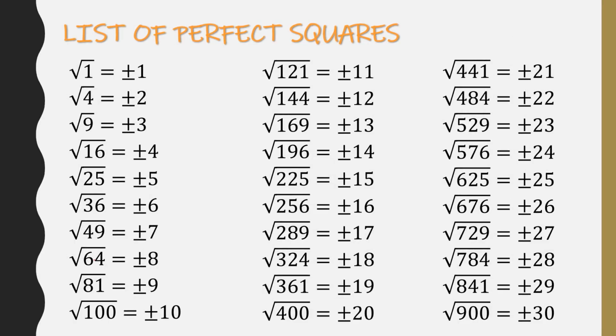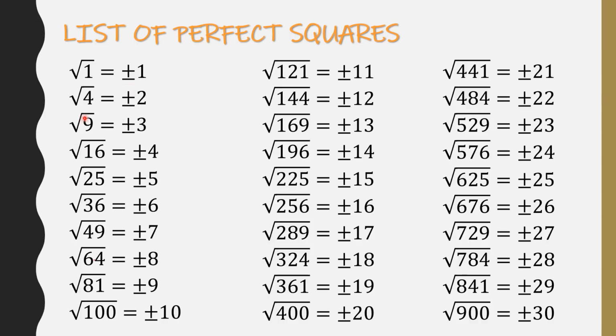Okay, I have here a list of perfect squares. So, isinulat ko hanggang square root of 900 which is equal to 30. So, it is read as square root of 1 is equal to positive or negative 1. Kapag magsusulat tayo ng sagot ng square root or isusulat natin yung sagot sa radicand, kailangan palaging merong positive and negative sign bago ang sagot. Bakit? Dahil nire-represent nito na ang sagot ay pwedeng positive at pwede ring negative.